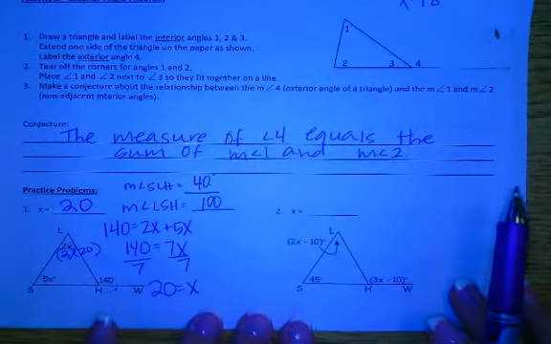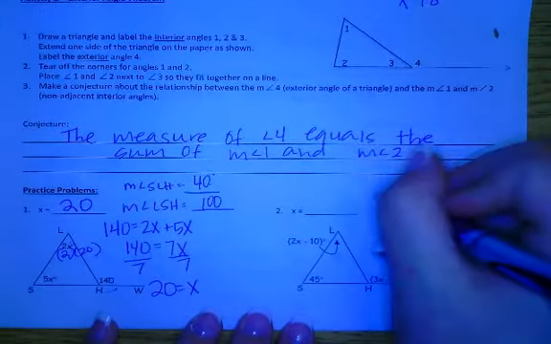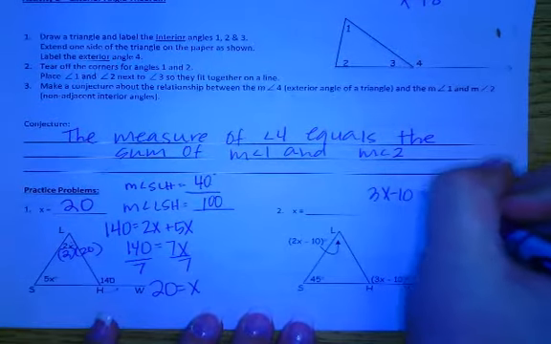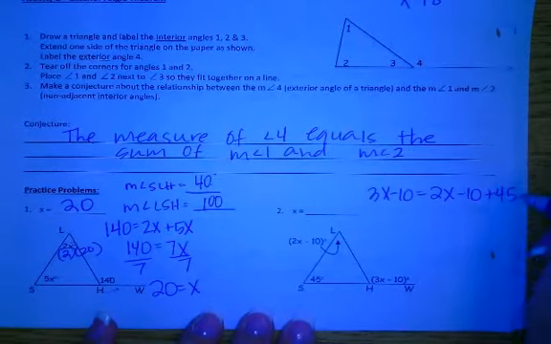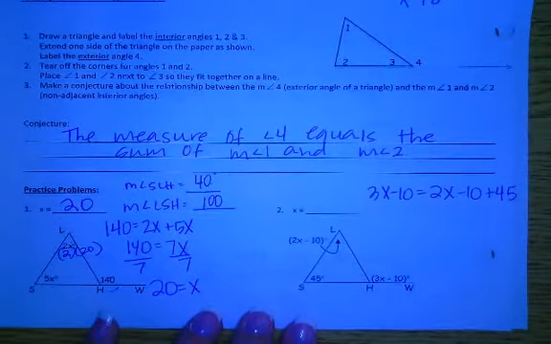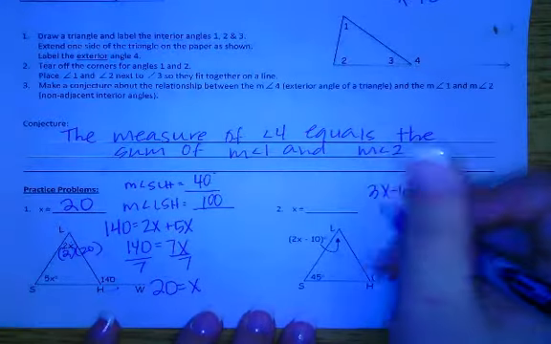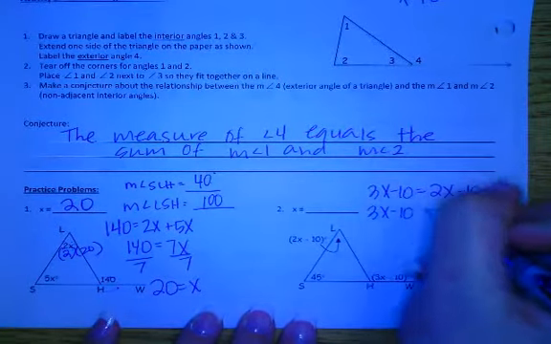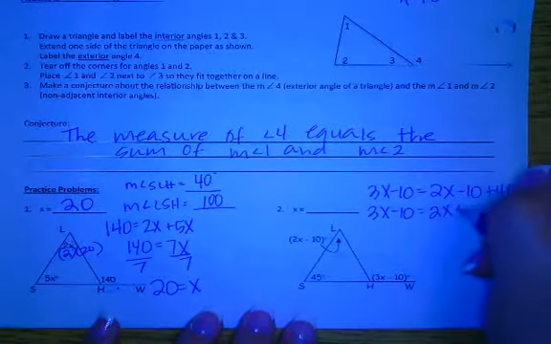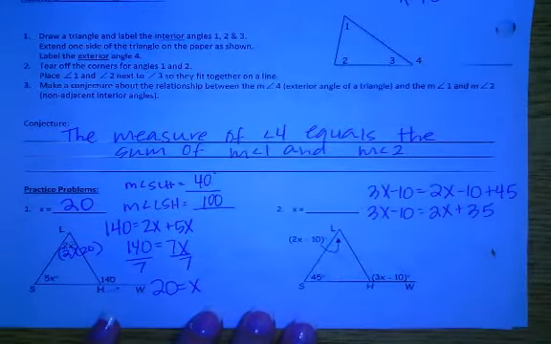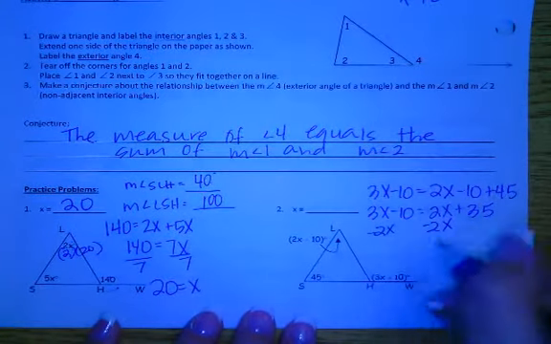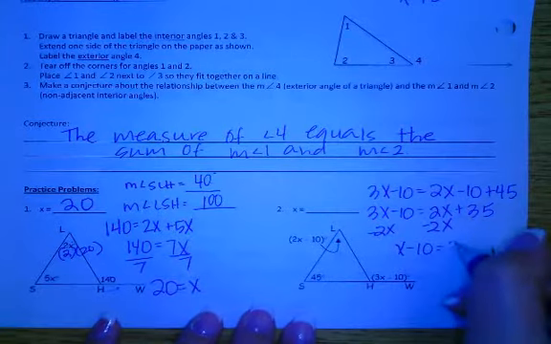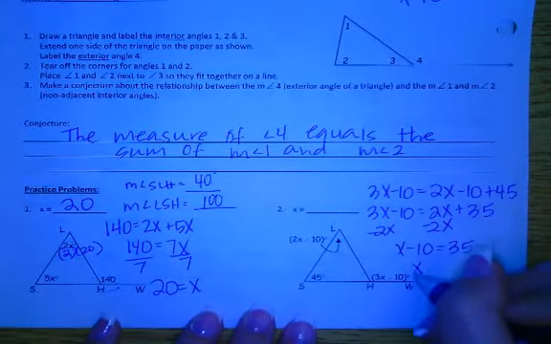Okay, let's look at number 2. 3x minus 10 equals what? 2x minus 10 plus 45. Okay, I'm going to combine like terms on each side. 3x minus 10 equals 2x plus 35. Subtract 2x. I get x minus 10 equals 35. So what does x equal? 45.